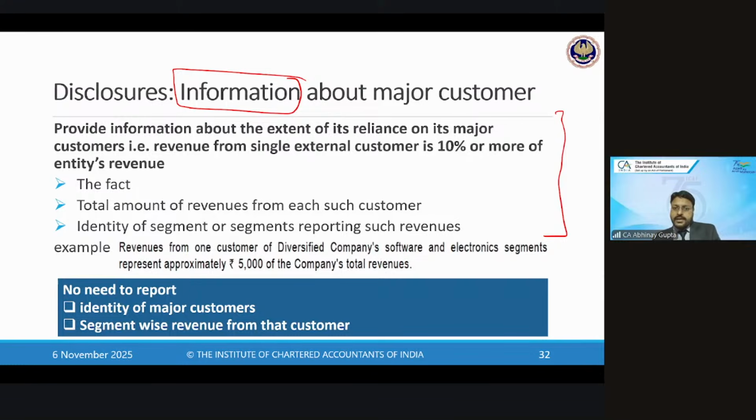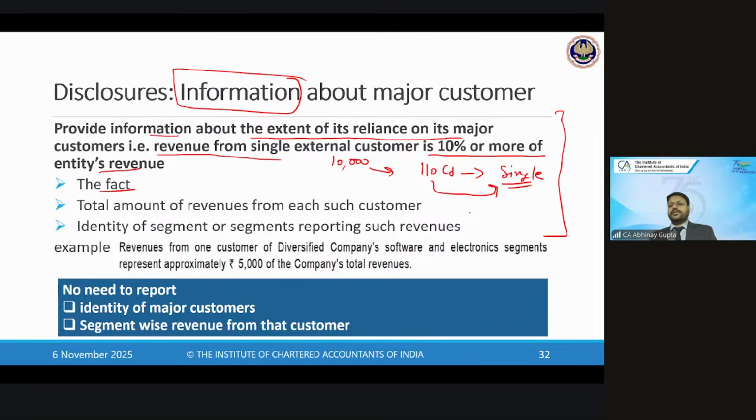More likely than not. Provide information about the extent of its reliance on its major customer, that is, that revenue from a single customer is 10% or more of the entity's revenue. What do you mean by the fact? The fact that the company has overall revenue of 10,000 crore, out of which 110 crore revenue is coming from a single customer. So should I say the name of the customer, customer A, customer B, customer C? No. I don't need to disclose the name of the customer. Rather, I will say 110 crore is coming from one single customer of the company. Is that clear?